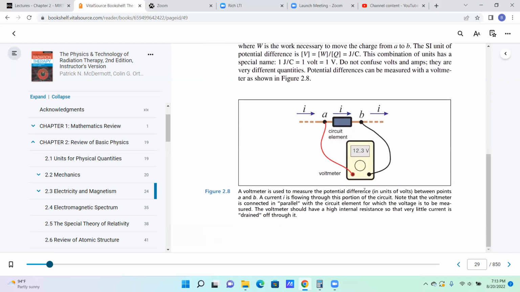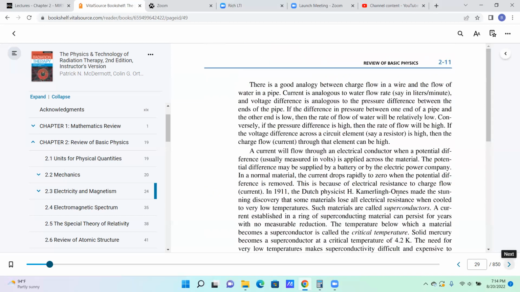And you can see the voltmeter here. You've got A and B. You've got a current going through. So the current is flowing through this portion of the circuit. And notice that the voltmeter is connected in parallel with the circuit element for which the voltage is to be measured. The voltmeter should have a high internal resistance so that very little current is drained off of it. In other words, we don't want to alter what we're actually measuring.